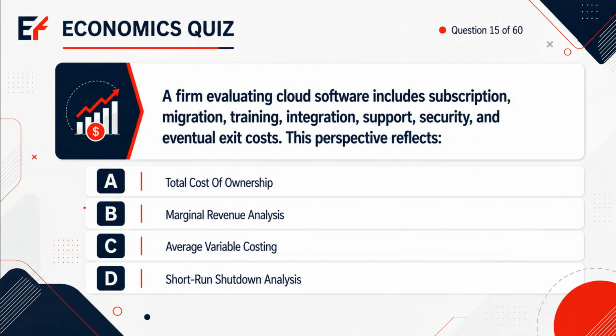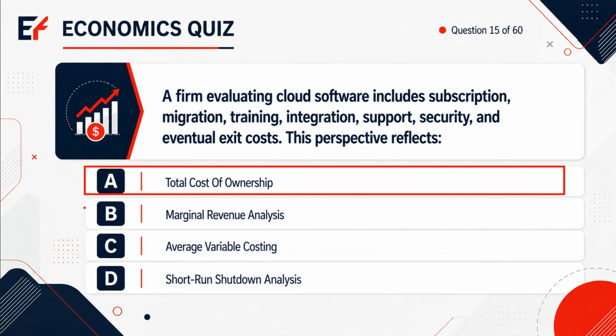Question 15. A firm evaluating cloud software includes subscription, migration, training, integration, support, security, and eventual exit costs. This perspective reflects A. Total cost of ownership, B. Marginal revenue analysis, C. Average variable costing, D. Short-run shutdown analysis. The correct answer is A.